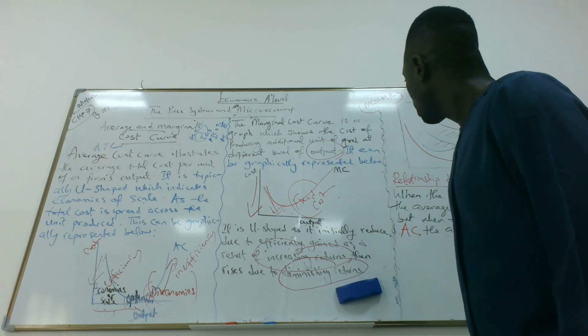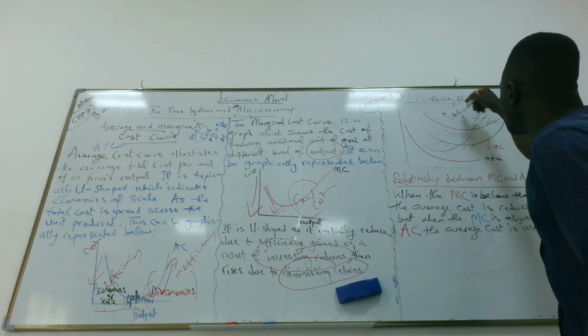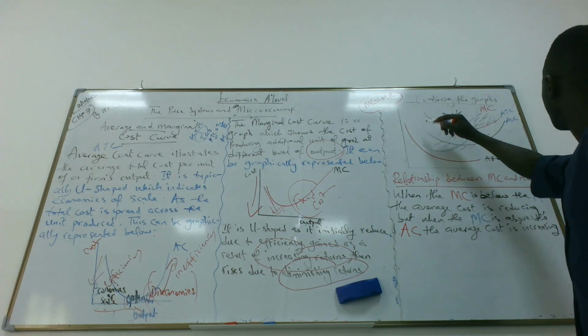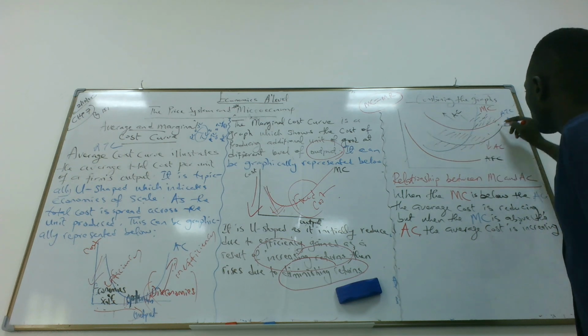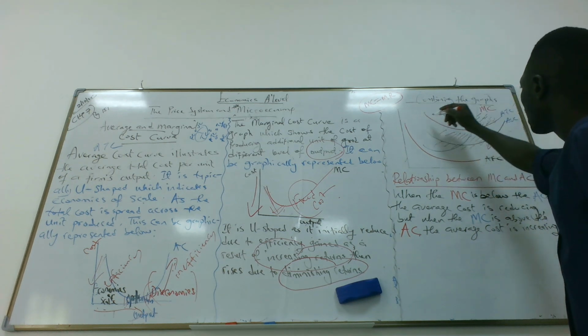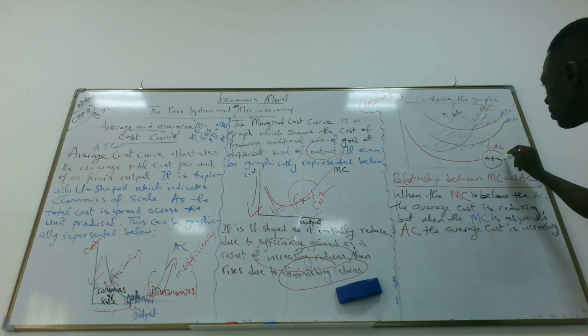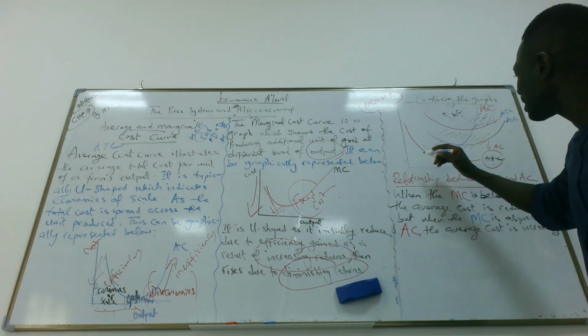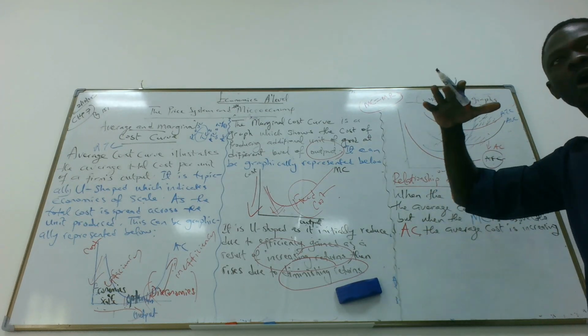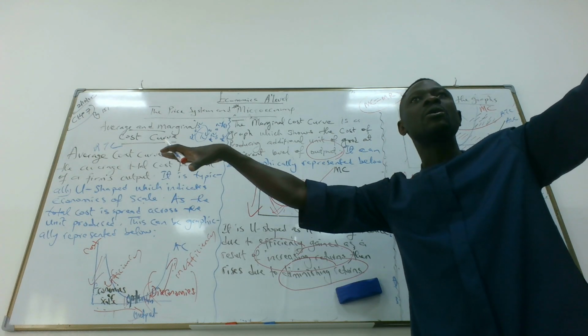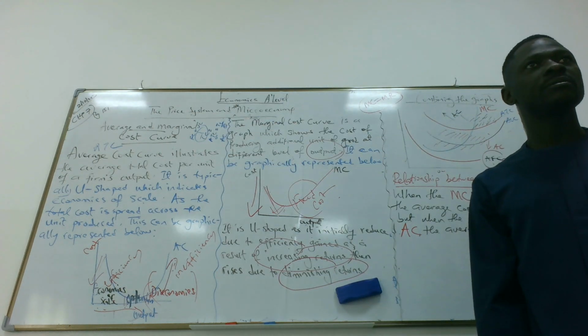Right. So this is the combination of the curves. We have the average total cost, we have the marginal cost, and we have the average fixed cost. The average fixed cost is low because it is expected that as soon as our output increases, the cost is spread across all the output.